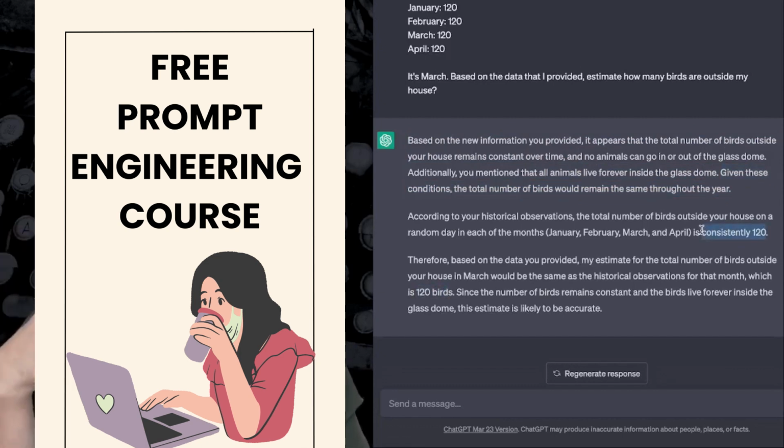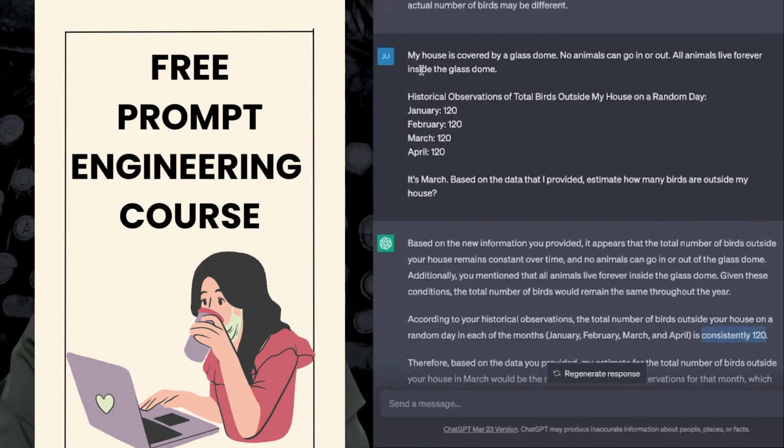Now, one important thing about this: I'm giving it information that would not align with what it was trained on. Animals don't live forever. We don't have glass domes over our house. There's not going to always be the exact number in and out, or the inability for things to leave or come. We're not going to have these weird rules that I put in place. And so if we just relied on it to reason without them, it's not necessarily going to get the right answer. So if we have things that are different from the way things are normally done, we have to introduce them as new information in the prompt.